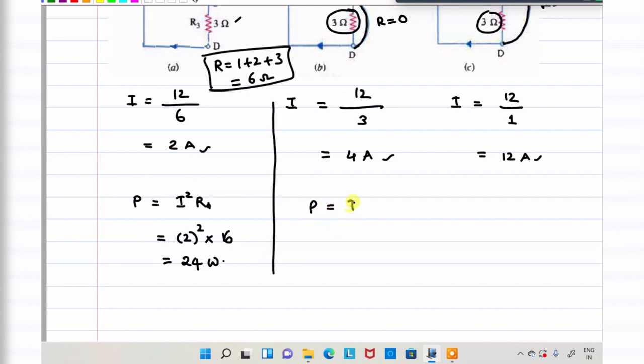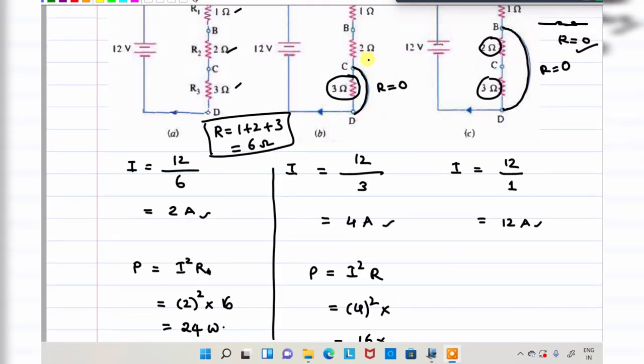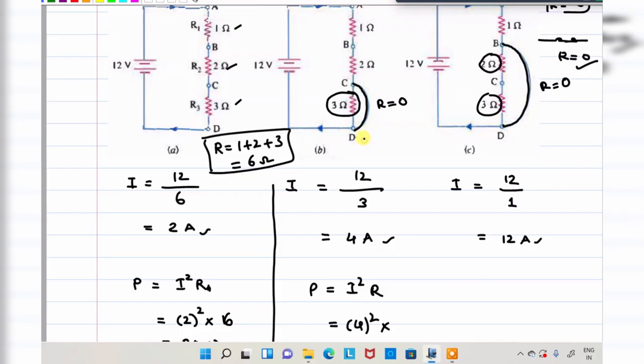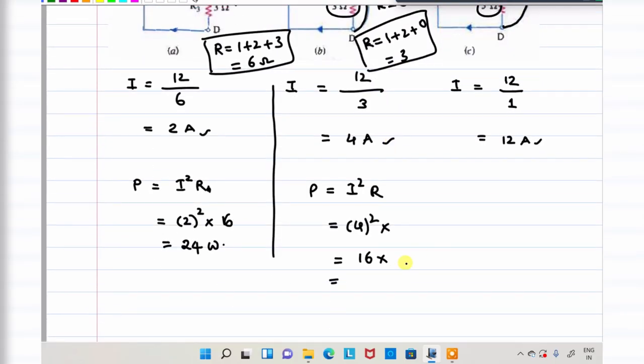Coming to the second case, P is equal to again I square R. What is the I now? 4 square into R. What is the R in the second case? We can see here, R is not 6. R is equal to 1 plus 2 plus 0, that is equal to 3. So place that 3 here. That is equal to 48 watts. The power is multiplied two times.